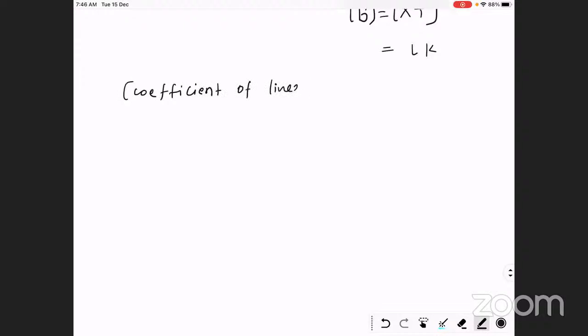Planck constant we already wrote. Coefficient of linear expansion. Suppose you have a rod of length L. Now you're increasing the temperature of this rod, suppose. So it will start expanding and its length will become big. Am I right? Yes, sir.